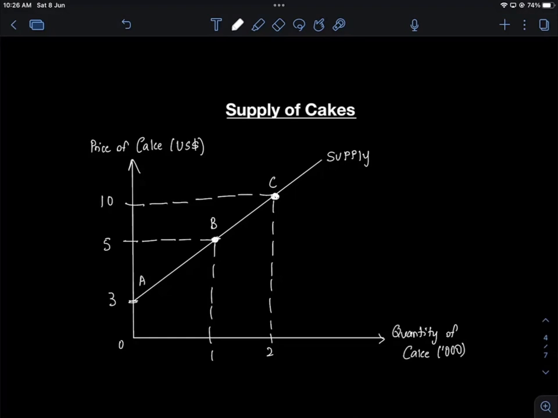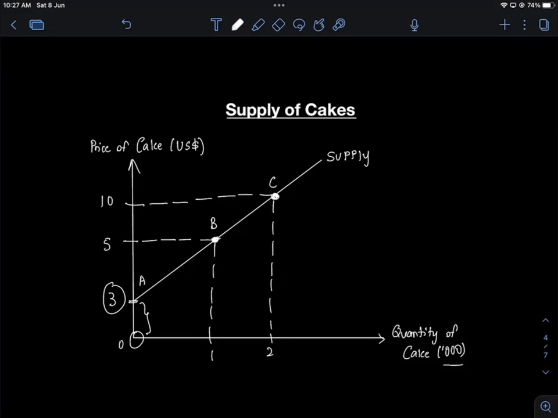Before even producing any cake, you would see how much cake is selling in the market before deciding how much cake to produce. So for example, if you see that cake is only selling at $3 in a shop, chances are you may not even want to produce anything, right? Why? Because it costs you $3 or maybe even more than $3 to make 1,000 units of cake. I'm saying 1,000 because in this case, the quantity of cake is in 1,000 units.